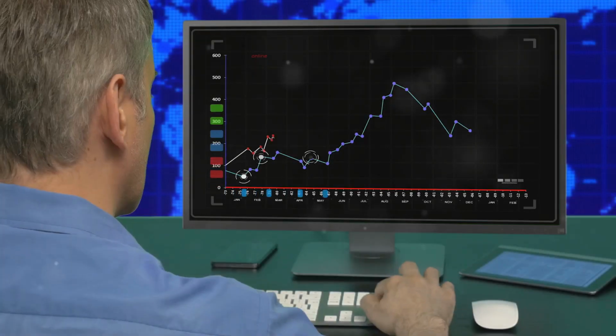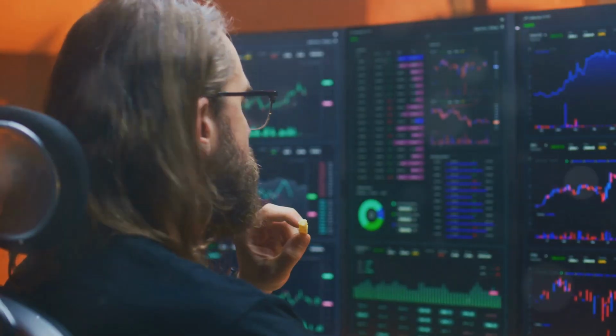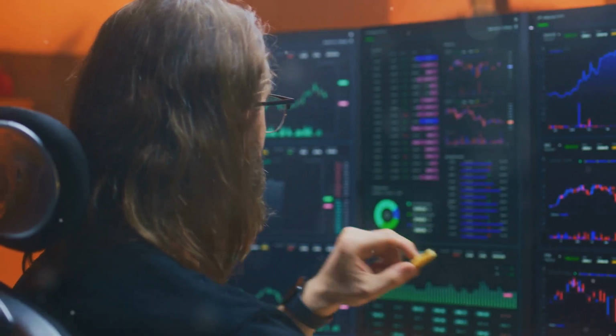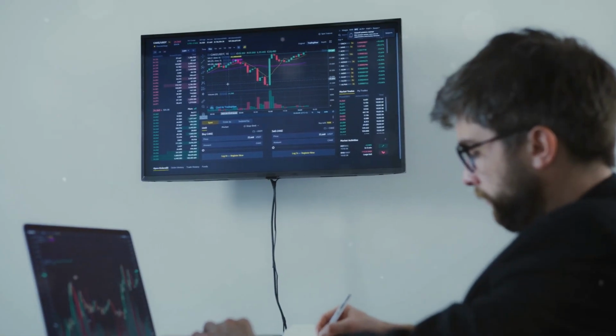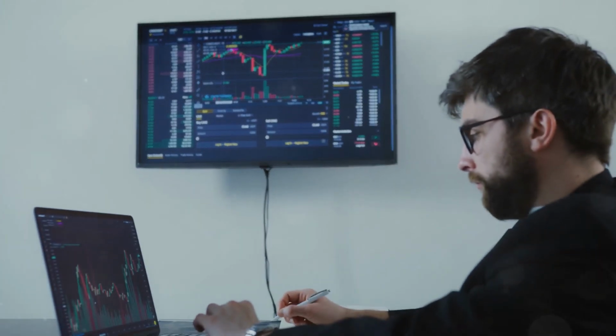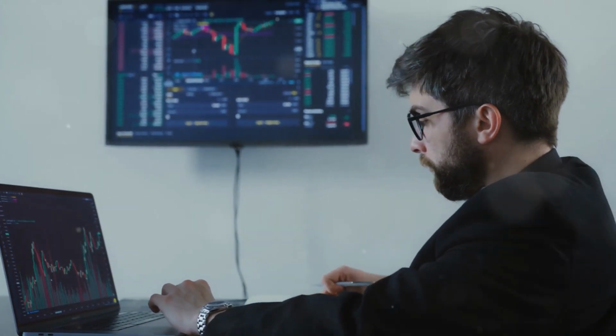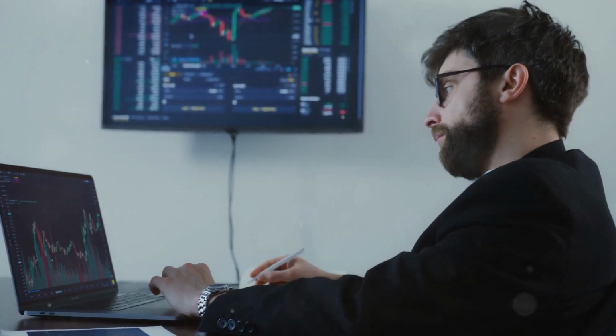Let's be real, trading can be a lonely game. You're staring at charts all day, trying to make sense of the chaos. But hey, who says you have to do it alone? That's where indicators come in. They're like your trusty sidekicks, providing you with valuable insights and helping you make more informed trading decisions.